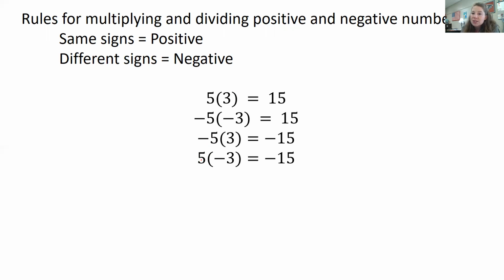It doesn't matter which is the bigger number. What is the sign of the bigger number? That has nothing to do with multiplication and division. All right, so if you have 2 numbers and those 2 numbers are being multiplied or divided and they have the same sign, the answer is positive. If those 2 numbers have different signs, the answer is negative. That's it. That's what you need to know.